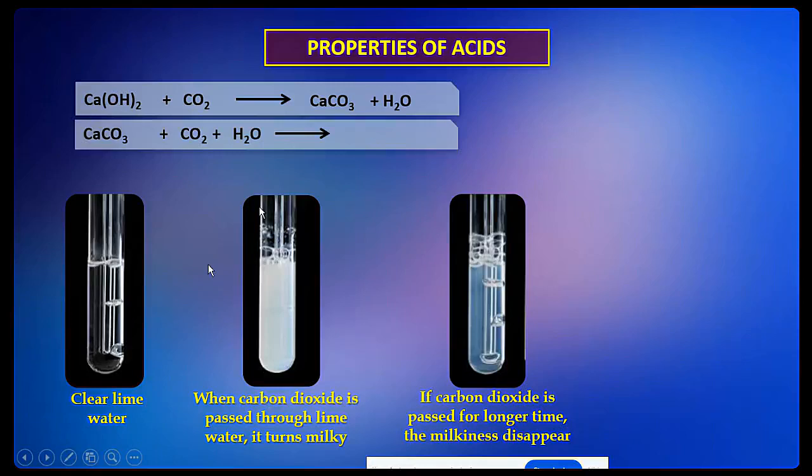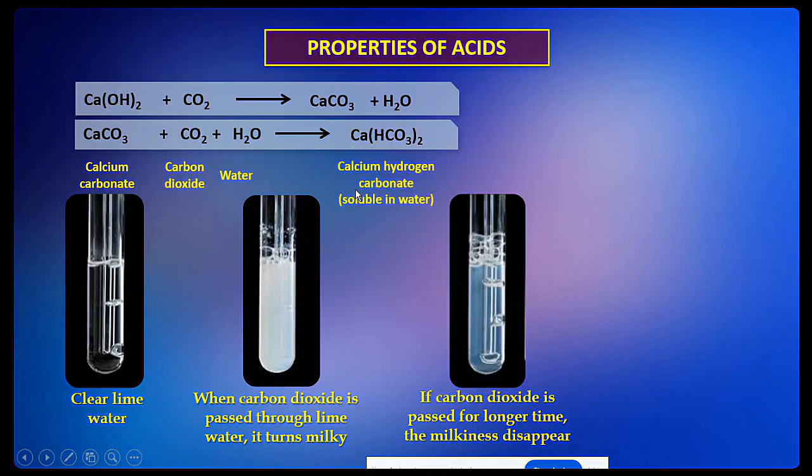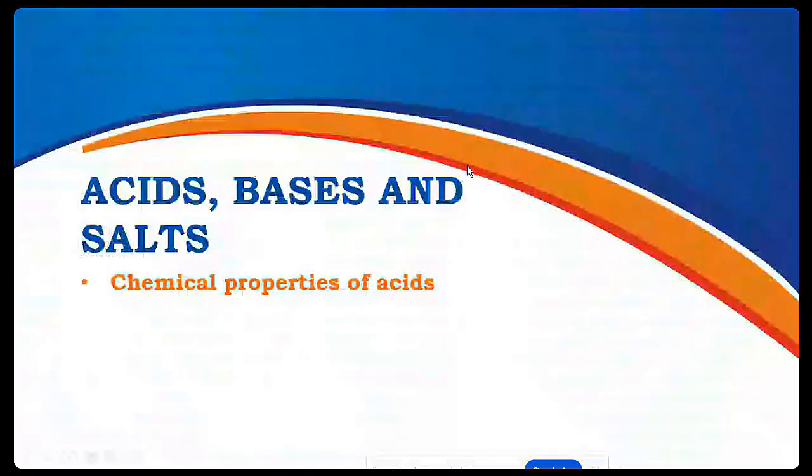Then, if you pass further carbon dioxide gas over the surface, calcium carbonate plus water plus CO2 gives calcium hydrogen carbonate. Calcium carbonate combines with carbon dioxide and water to form calcium hydrogen carbonate, Ca(HCO3)2. Calcium hydrogen carbonate is soluble in water. So this is our fifth property of an acid.